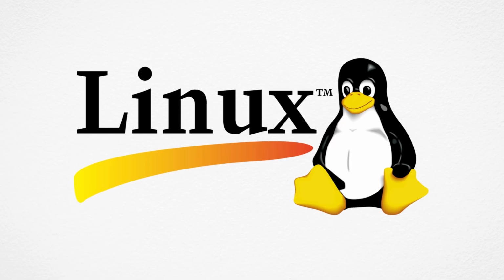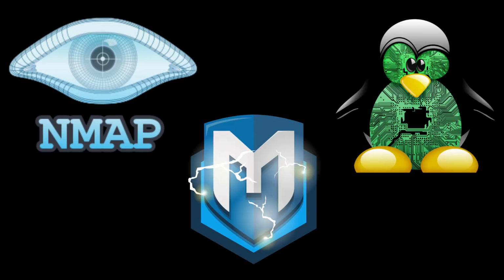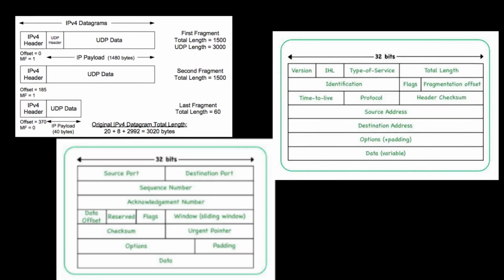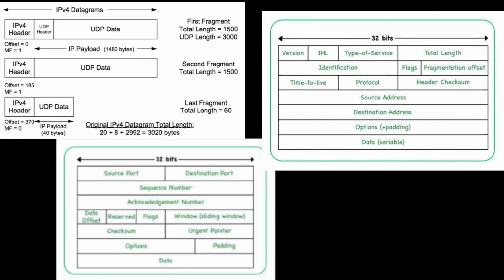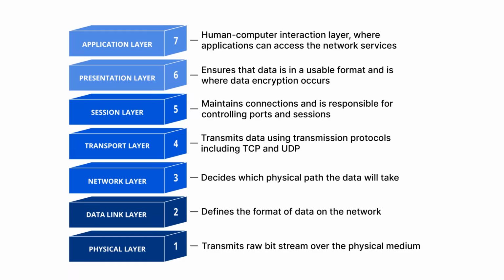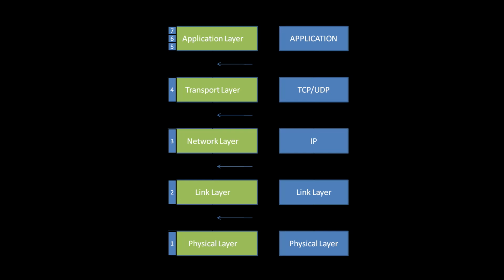First up, Linux. Since both Metasploitable and most of our tools like Nmap, Metasploit, etc. run on Linux, you should be at least somewhat comfortable with the terminal and the command line interface. Next up, networking. You need to know the basics, like what's an IP address, what's a port. You need to know what protocols like TCP and UDP actually do. You also need a basic understanding of the OSI model and the TCP/IP stack.